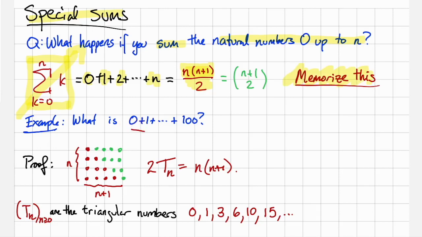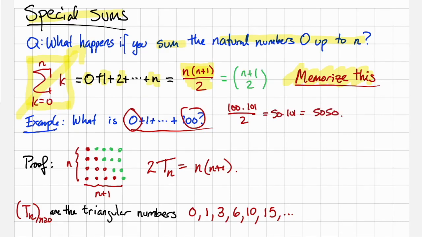As an example, what is 0 plus 1 plus ... plus 100? In this case, we're starting from 0, going up to 100, and so we can apply our formula: 100 times 101 over 2, which is 50 times 101, which is 5050.